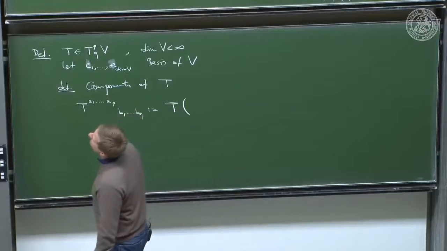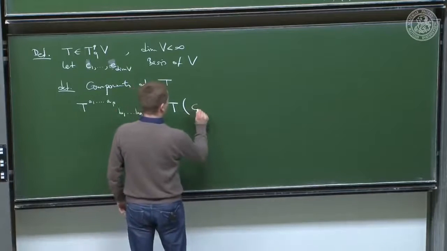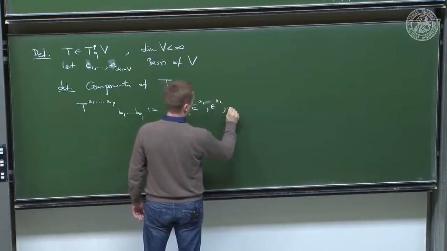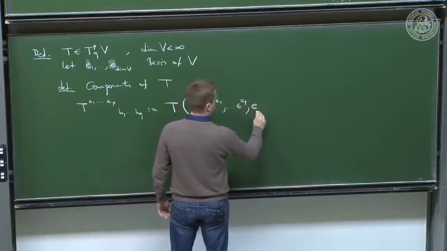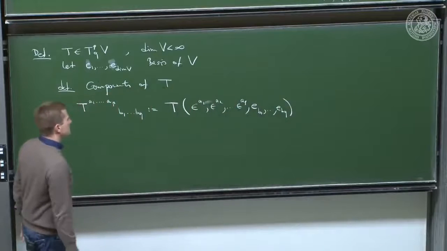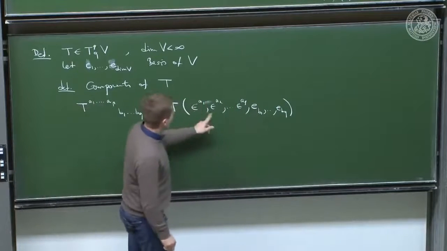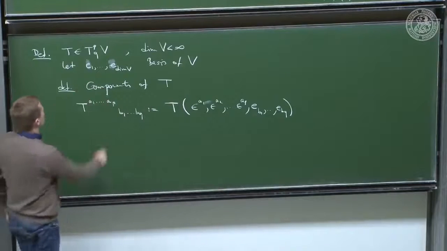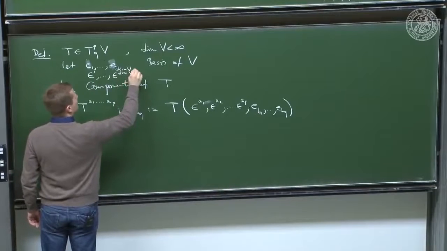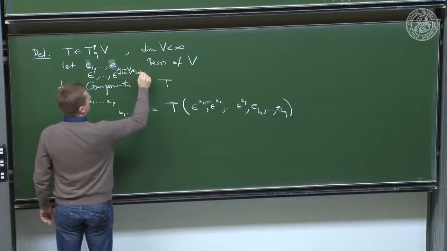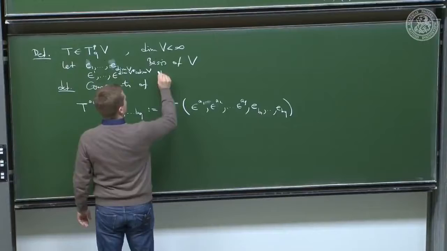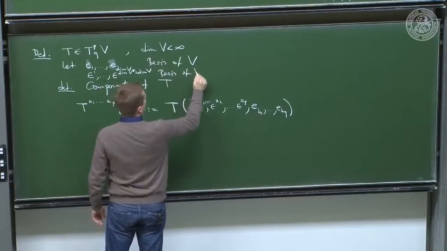And I plug in epsilon A1, comma, epsilon A2 to epsilon AP, comma, EB1 to EBQ. And this is the basis E. And the epsilon is a basis, so let's say epsilon 1 to epsilon dim V star. But dim V star, because it's isomorphic to dim V, the finite dimensional, it has the same size. This is the basis of V star.